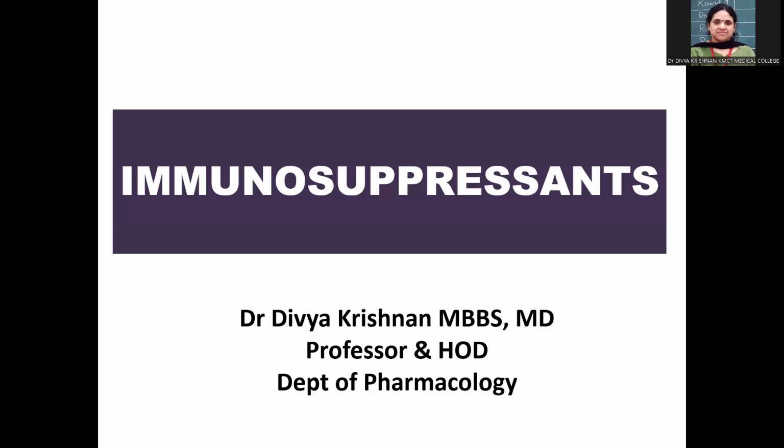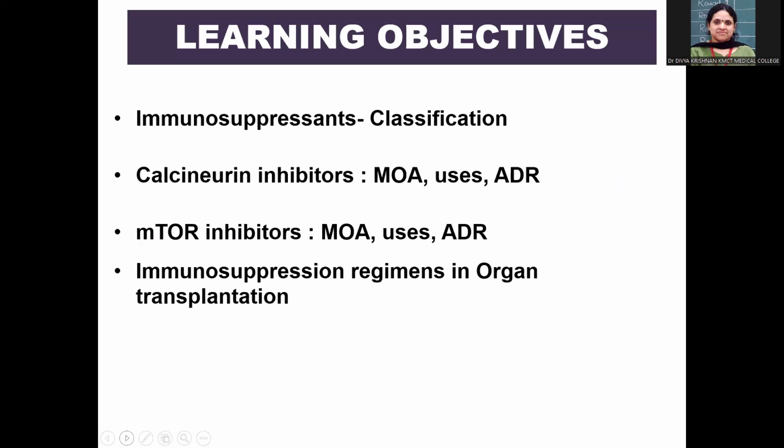Hello everyone. Today we are going to discuss the topic immunosuppressants. We are going to discuss this topic under the following headings. We shall be looking into the classification of immunosuppressants, and we shall be broadly looking into two of the major classes of immunosuppressants, that is calcineurin inhibitors and mTOR inhibitors.